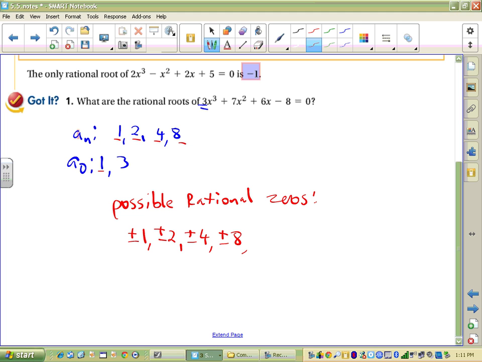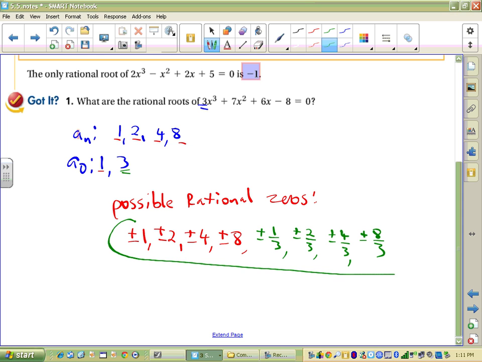Now I know what you're thinking. Can't you just put a plus or minus in front of the whole list? No, don't do that. That's being lazy, and write a plus or minus on each one. It's not gonna hurt you. And then we need to come back through and divide each one of those by 3. So we'll have plus or minus 1/3, plus or minus 2/3, plus or minus 4/3, and plus or minus 8/3. So those are all the possible rational zeros of that polynomial. That's the first idea that we're looking at today. We've got a lot of ideas to get through, so hopefully that makes sense.